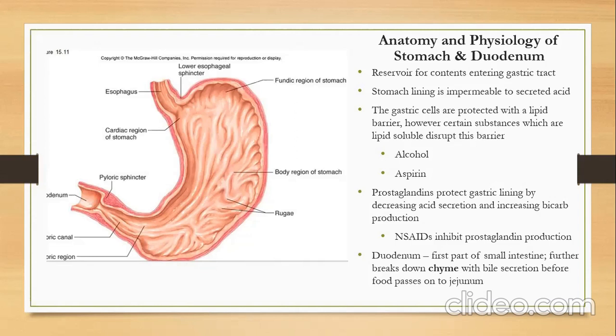We talked about prostaglandins before. Prostaglandins work to carry the message to the brain about pain. They carry that message across the nerves. They also work to decrease acid secretion and increase bicarb production.